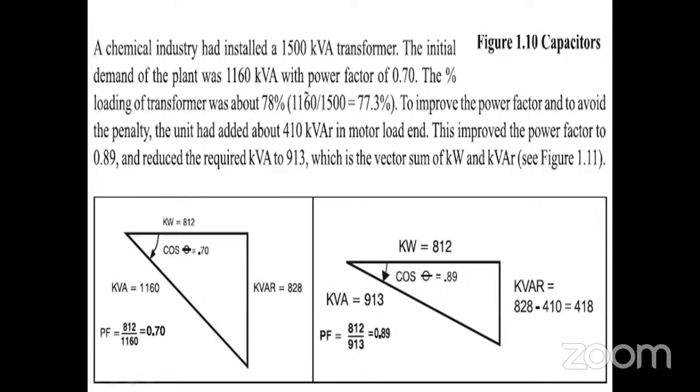See, in the first diagram, the cos phi angle is much bigger. In the second case, the angle has reduced, and cos phi has become 0.89 now. The kilowatt is the same, 812 is always the same. For producing this kilowatt, now the kVA supplied will be 913 instead of 1160. Okay, sir.